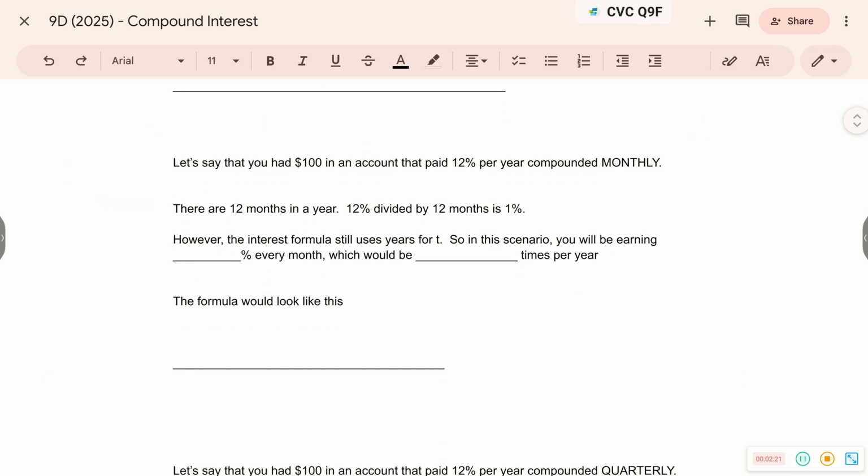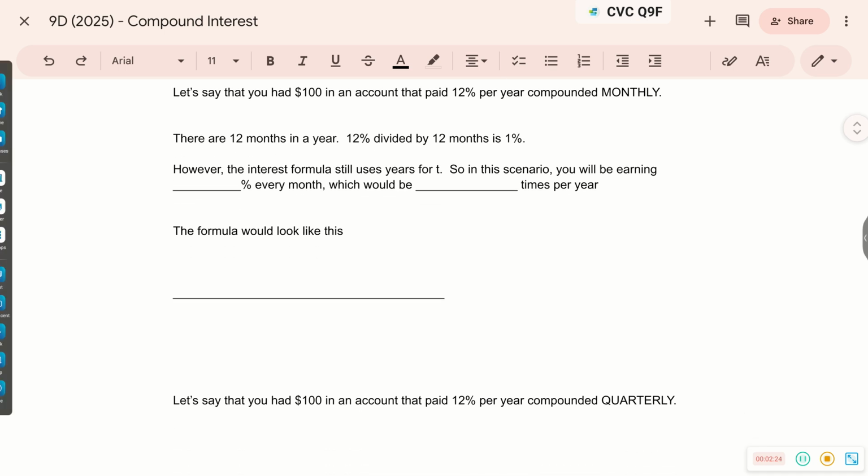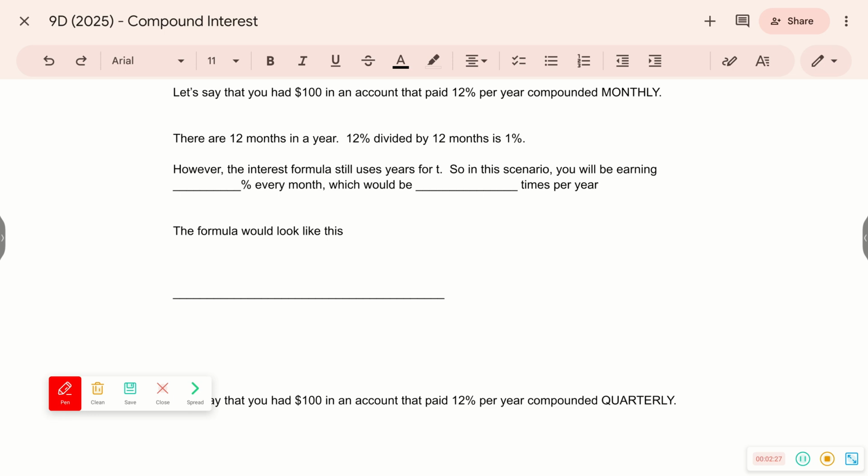All right. So say we had $100 in an account that paid 12% per year, compounded monthly. So compounded monthly, 12% per year compounded monthly, it's a little bit different. And so we need to sort of slice up the formula accordingly. Compounded monthly means the 12% is split up each month. So instead of getting 12% at the end of the year, we divide those percents up per month. Well, simple. There are 12 months in a year. 12% divided by 12 months is 1%.